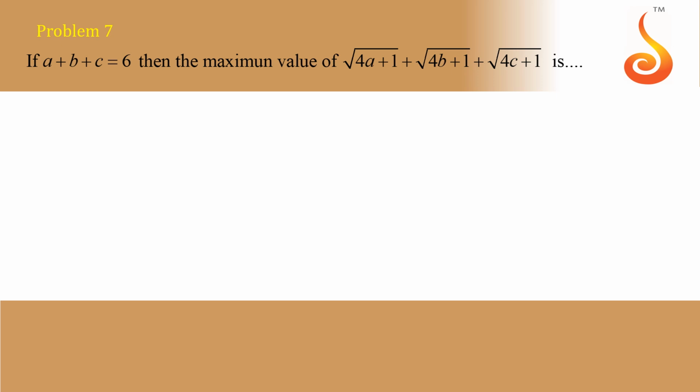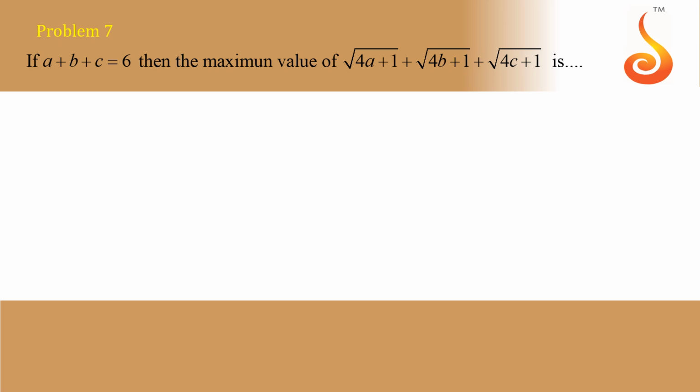Let us go to problem number 7. If a plus b plus c equals 6, then I want the maximum value of under root of 4a plus 1 plus under root of 4b plus 1 plus under root of 4c plus 1. There may be several methods to solve this question, but as I told you while discussing the synopsis, I want to touch the synopsis with the help of these problems. If you remember Cauchy's inequality, I want to use that Cauchy's inequality.